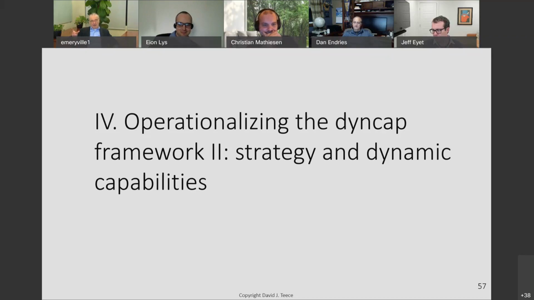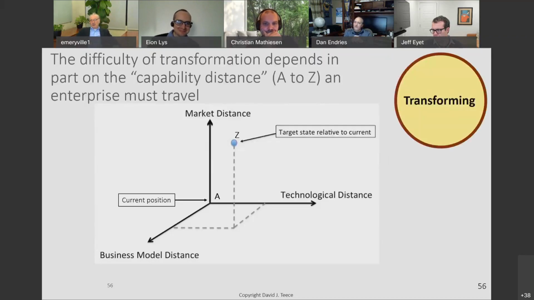So actually on the technology distance, go back to that figure. Yeah, right here. So the oil industry has got a problem on the market distance. I would say on the technology distance, it doesn't have that far to go. On the business model distance, yes, it's got a very long way to go. Capabilities is not just about technology. It's about business models and about market distance too.